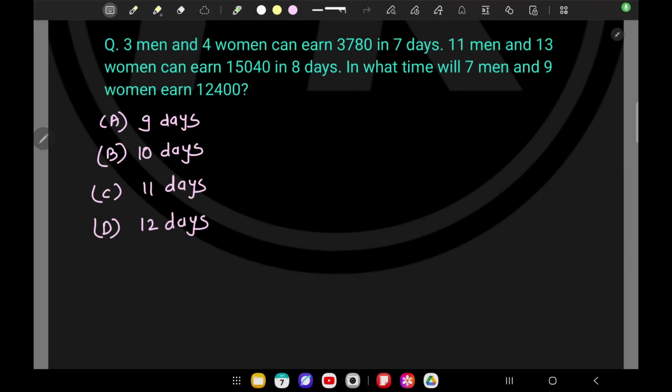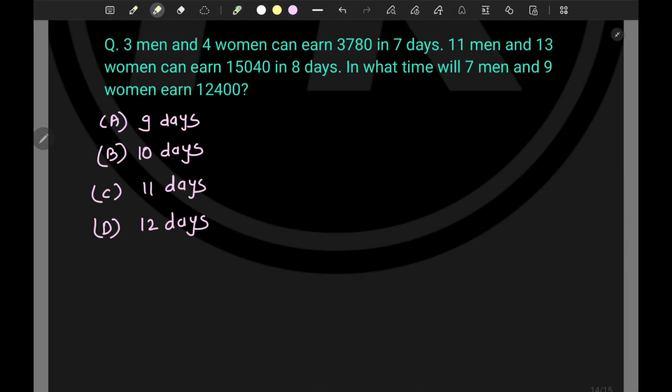Okay, so this is the last problem for this particular topic of time and work, and this problem is based on wages. Okay, so let's try to solve the problem, and in parallel, we will understand how to solve such kinds of problems in the examination.